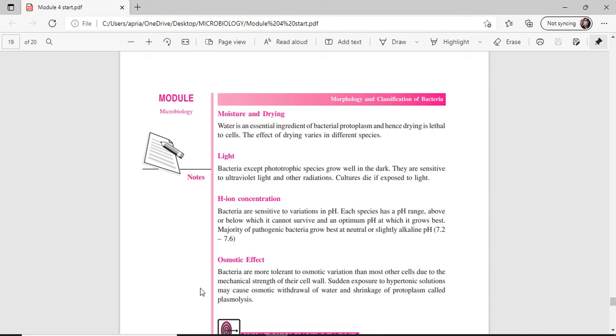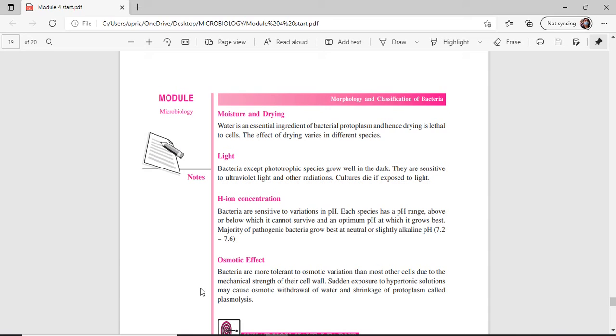Then you have your light. Bacteria, except for phototropic species, grow well in the dark. They are sensitive to UV rays from the sun and also from UV lights, and to radiation. So, cultures die when exposed to light.